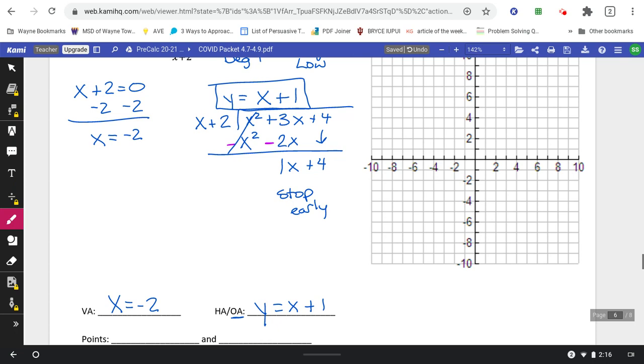All right, let's graph the vertical asymptote first. I'm going to go over to -2, and I'm just going to draw a vertical line. For the oblique asymptote, I'm going to start at 1, up 1, and then I'm just going to do a slope of 1. So think about that as 1 over 1. Rise over run, rise over run, rise over run. And continue the opposite direction.